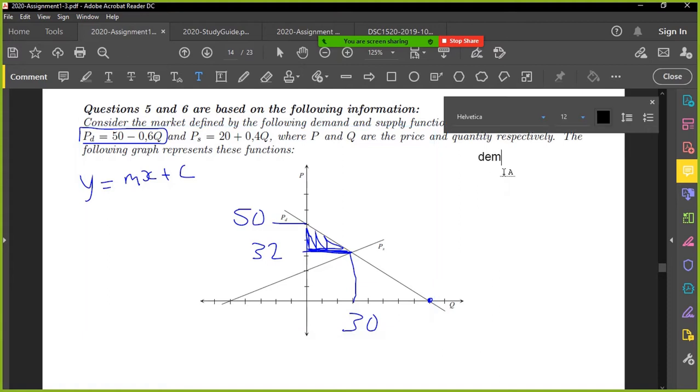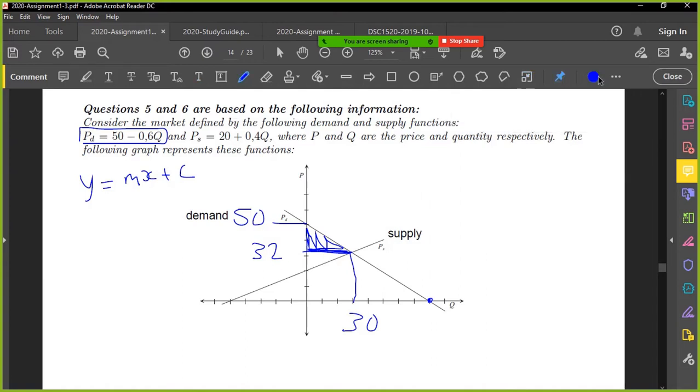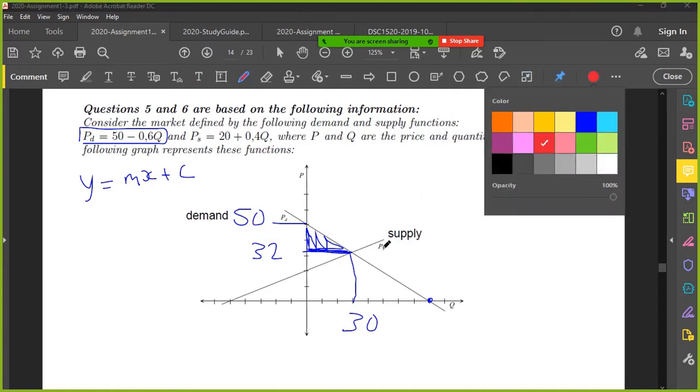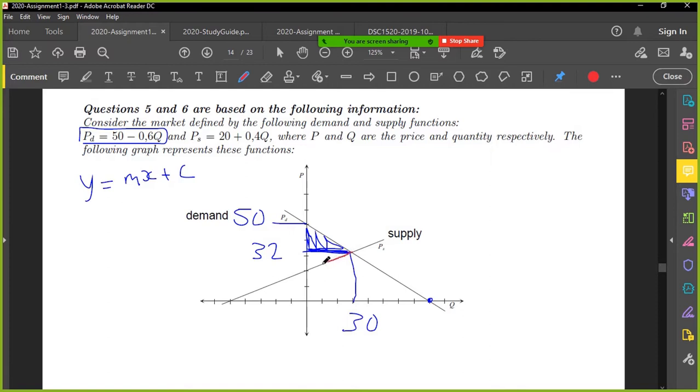That's demand. And then obviously supply. Supply is this one. If supply is that, then we need to put in a supply function. So there's the supply graph. There's the equilibrium. That's the point. That's the equilibrium.